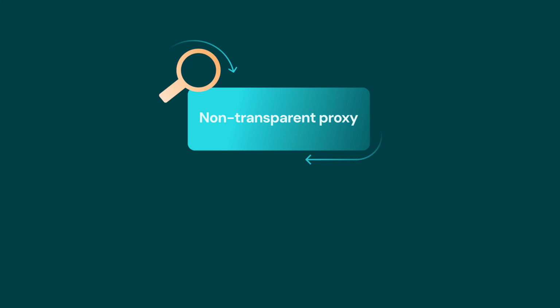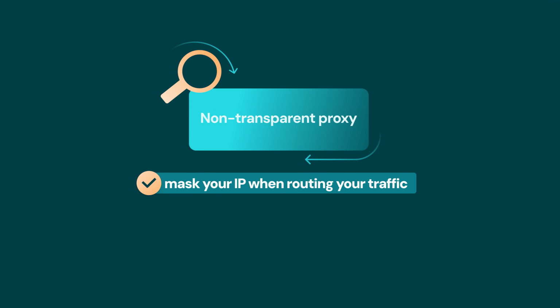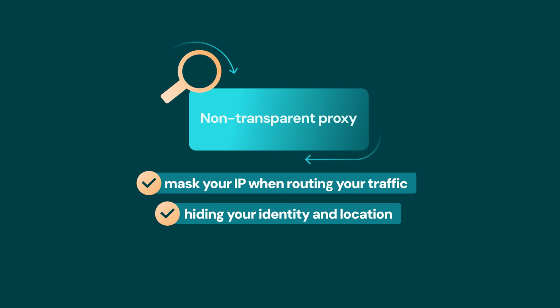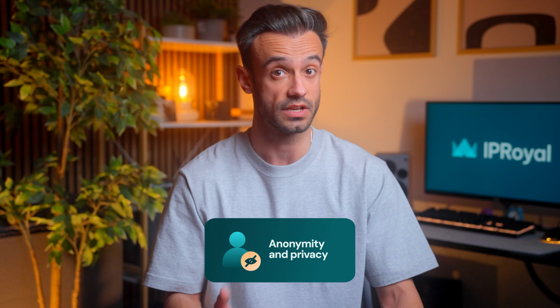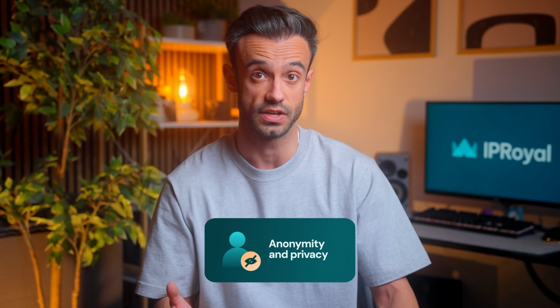Non-transparent proxies, on the other hand, mask your IP when routing your traffic, hiding your identity and location. This makes them appear like regular user traffic, ensuring privacy when you need it. But while non-transparent proxies provide anonymity and privacy, transparent proxies are designed for control.